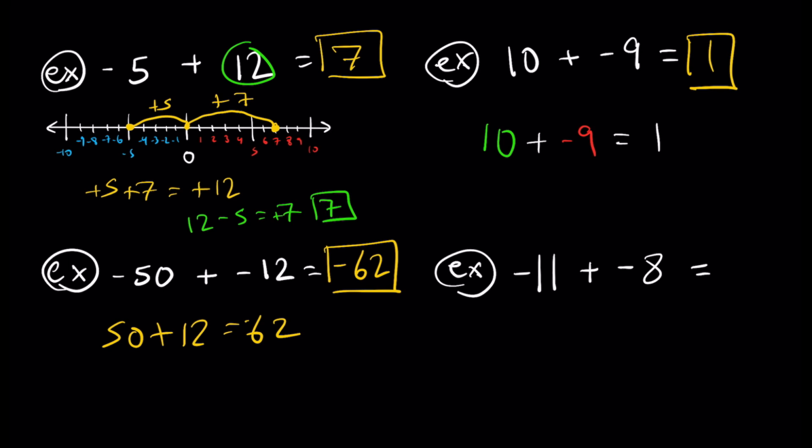All right, down here, -11 plus -8, they have the same signs. So again, I could think about it as I lost $11, and then I lost $8 more. So altogether, I lost $19, but since we're losing, it's going to be a negative sign. So -19.